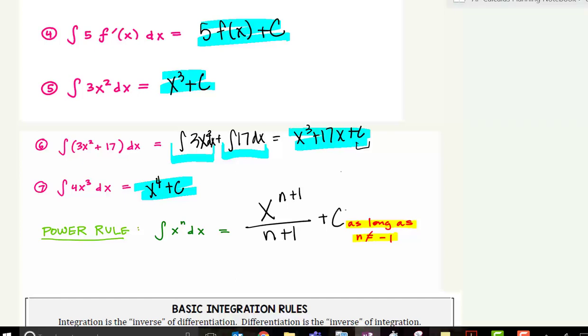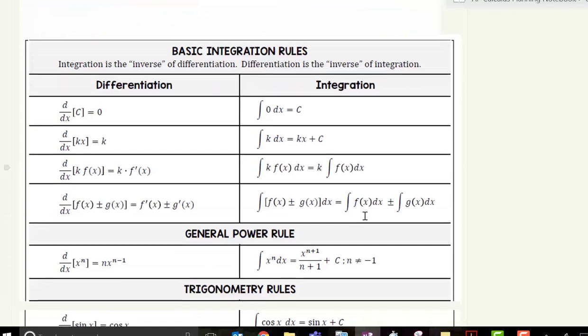This plus c is very important. And this is as long as n does not equal -1, right? Because that -1 plus 1 would get us to nothing. So let's look at some examples. We have all these rules.